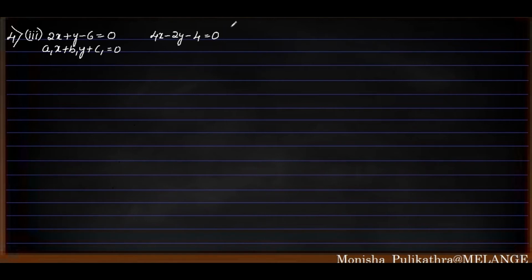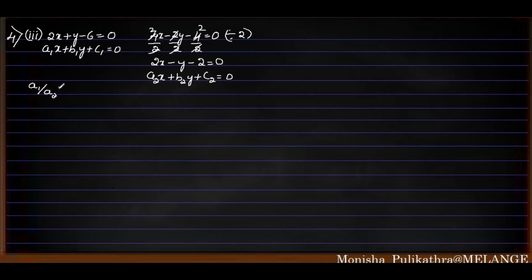Since all the numbers are divisible by 2, we can divide throughout by 2 here. So 2 2s are 4, 2 1s are 2 and 2 2s are 4. So it is in the form 2x minus y minus 2 is equal to 0. So this will be in the form a2x plus b2y plus c2 is equal to 0. So this is the form. So next what we have to find out? We have to find out the ratios.